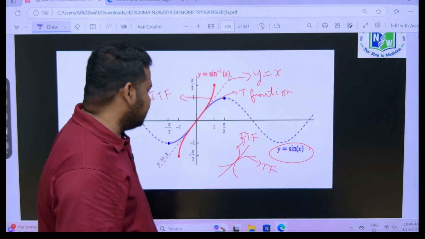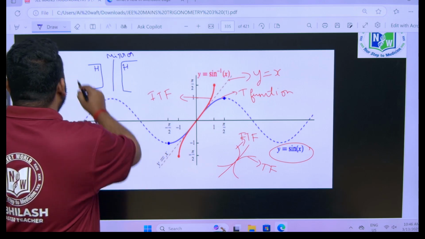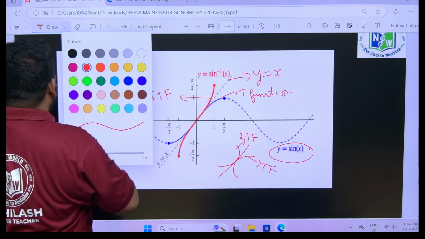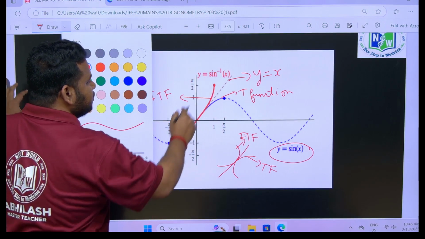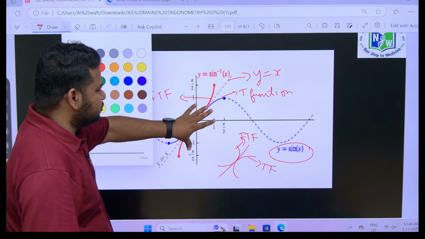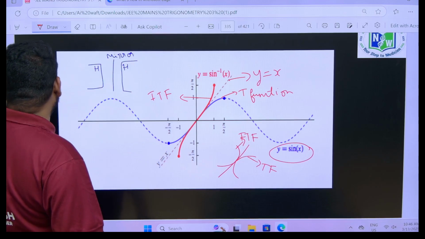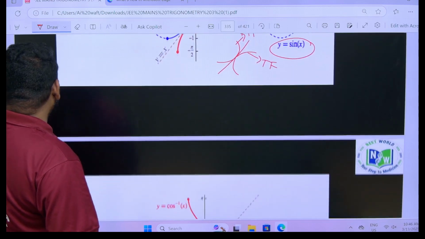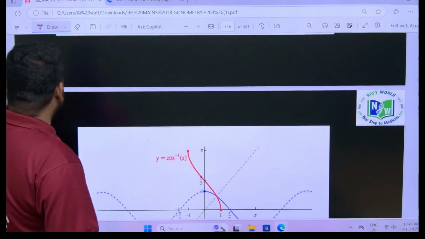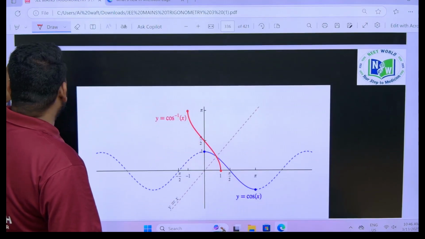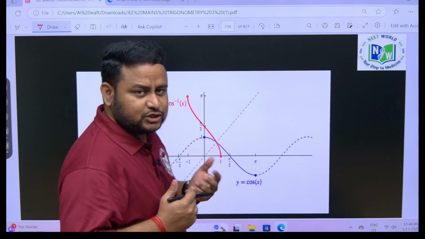We will see. So this is about when we talk about the sin x graph. y is equal to sin x. Its inverse is y is equal to sin inverse of x. So they are mirror images of each other. What about cos x? I am telling you, for all the trigonometric functions, you have the mirror image as the inverse trigonometric function. So even for cos x, it is the same. It's not going to change.